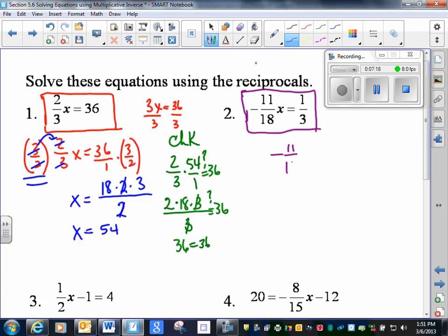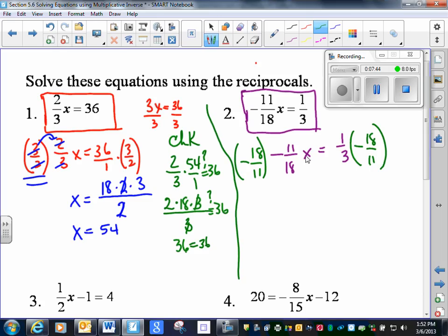Negative 11 over 18x equals 1/3. The x is not alone. His coefficient is negative 11 over 18. I'm going to multiply both sides by the reciprocal of negative 11 over 18, which is negative 18 over 11. Don't forget to put parentheses, because you'll turn it into a subtraction-looking problem if you don't.